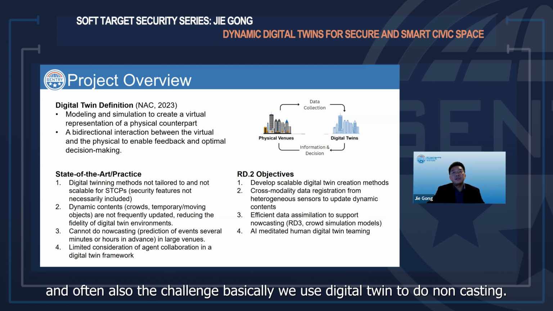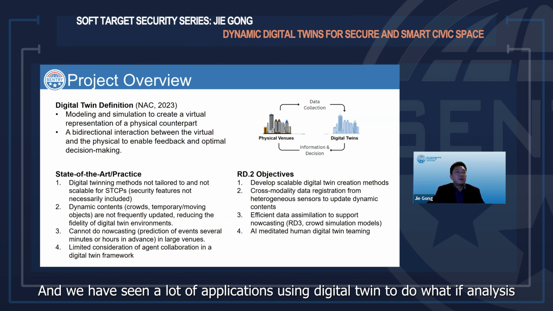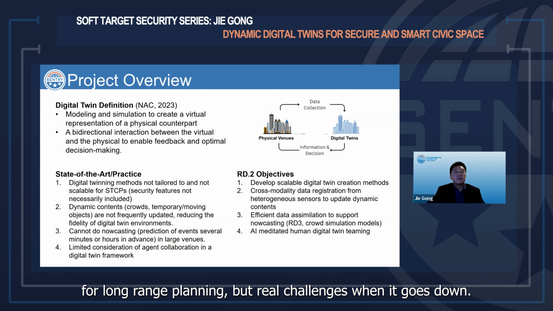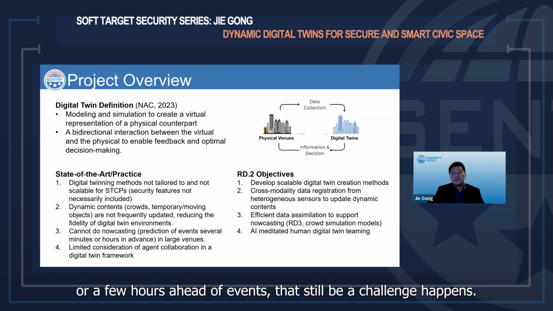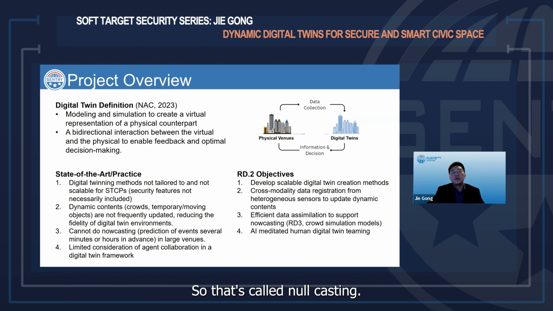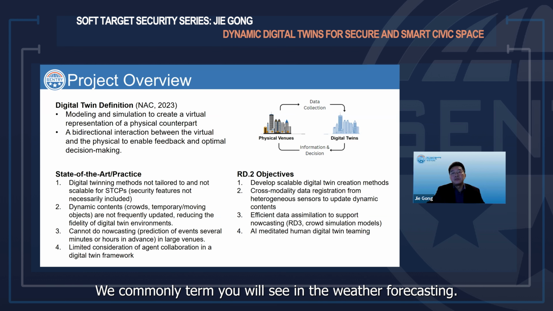There is also another challenge. We have seen a lot of applications using digital twin to do what-if analysis for long-range planning. But the real challenge happens when you compress the time to a few minutes or a few hours ahead of events. That's called nowcasting, a term commonly used in weather forecasting, looking at events several minutes or even just an hour before they happen.